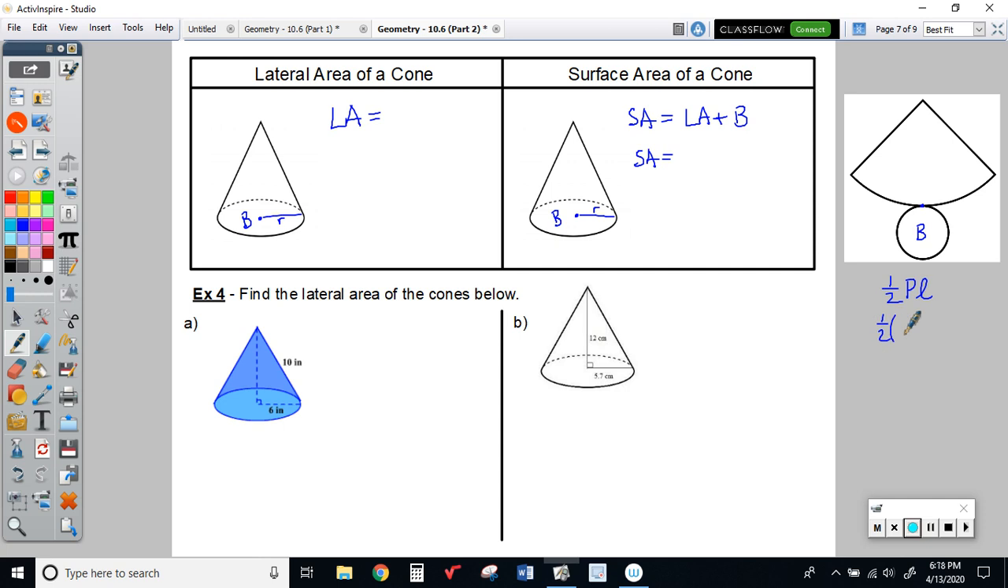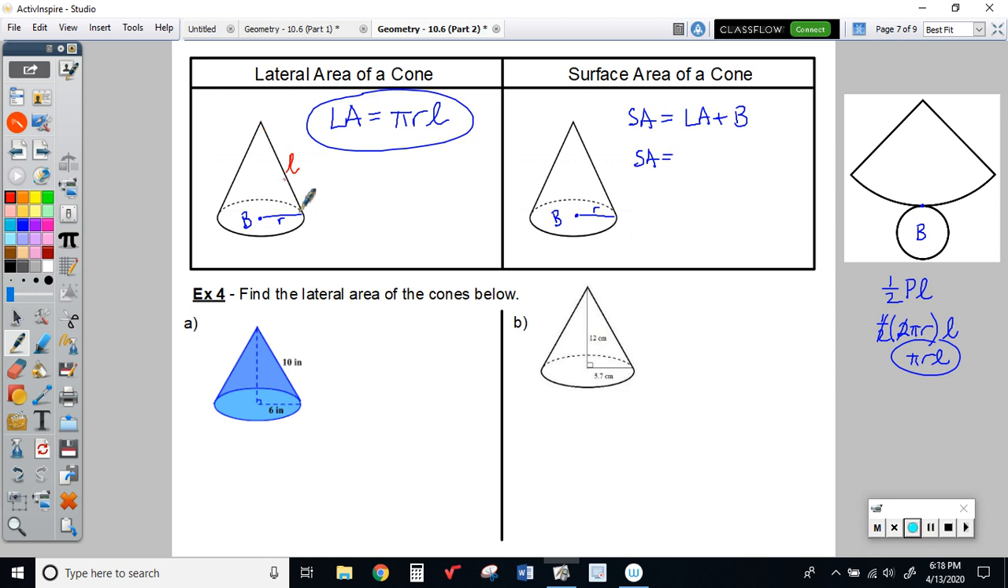So I could replace P with 2 pi r, the circumference, and then L. And so if you multiply that together, the 1/2 and 2 cancel, and pi r L is the slick formula that works for the lateral area of a cone. So pi r L, L is going to be, once again, your slant height.